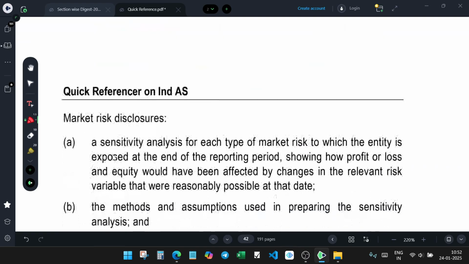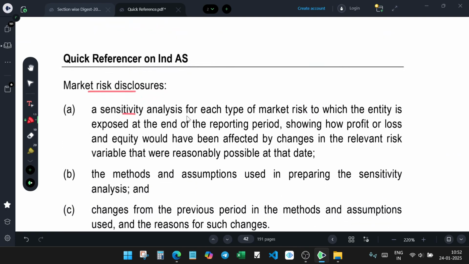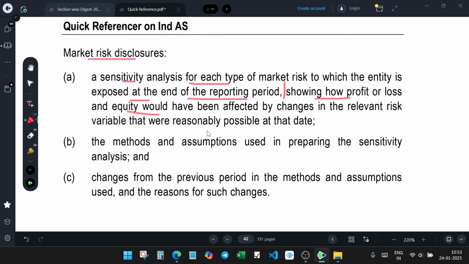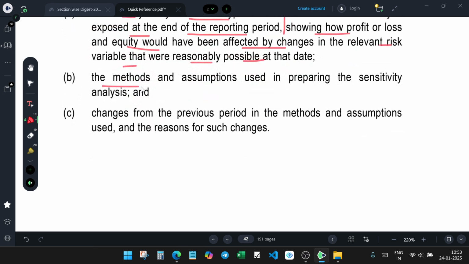Market risk disclosures. The sensitivity analysis of each type of market risk to which the entity is exposed at the end of the reporting period, showing how profit and loss and equity would have been affected by changes in the relevant risk variable that were reasonably possible at that date. The methods and assumptions used in preparing the sensitivity analysis. What is the method or assumption used in preparing a sensitivity analysis? Some problem may arise, so how are you going to deal with that problem? And what is the assumption you are going to make?